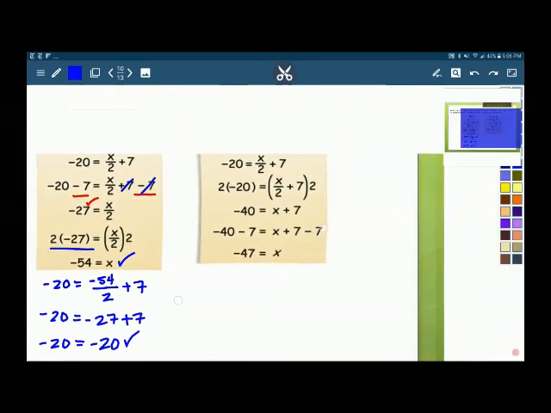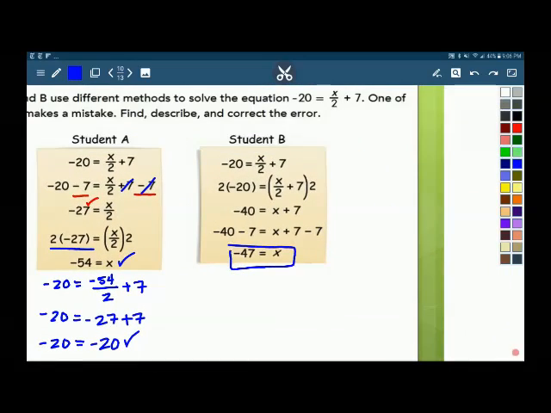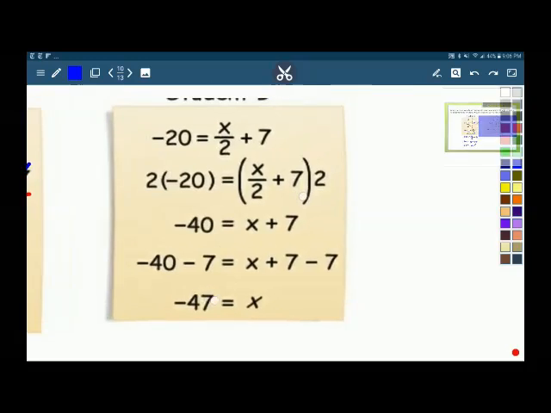Which, if we look at student B right away, I can tell there's got to be an error in there because it's different than student A's answer. And student A, we checked each step and we actually checked the answer by plugging it back into the original equation. So let's take a look at each of the steps done by student B.